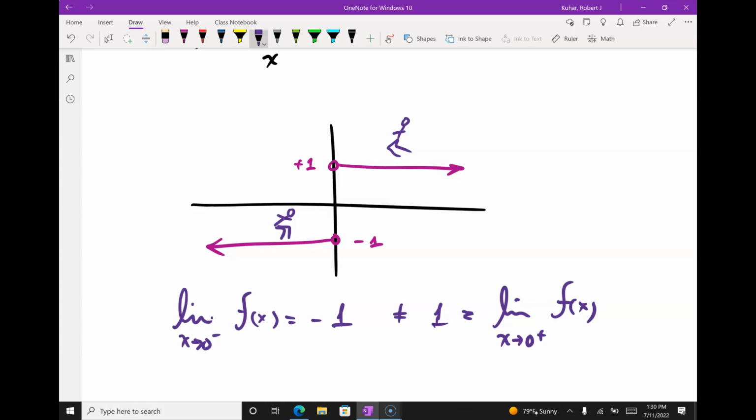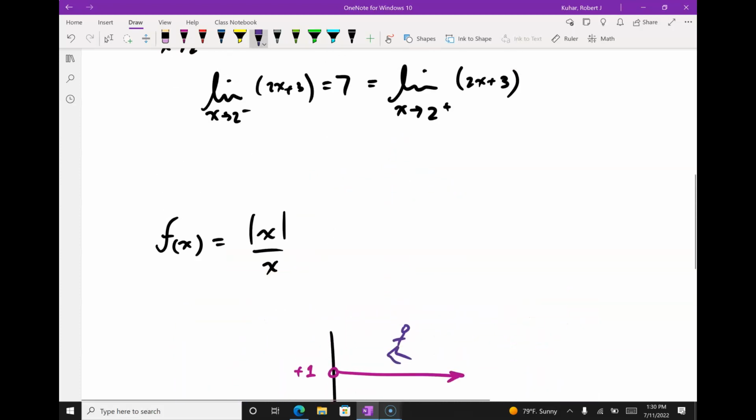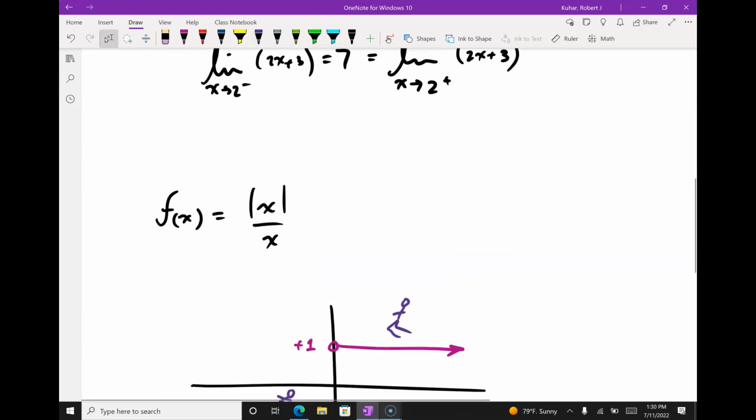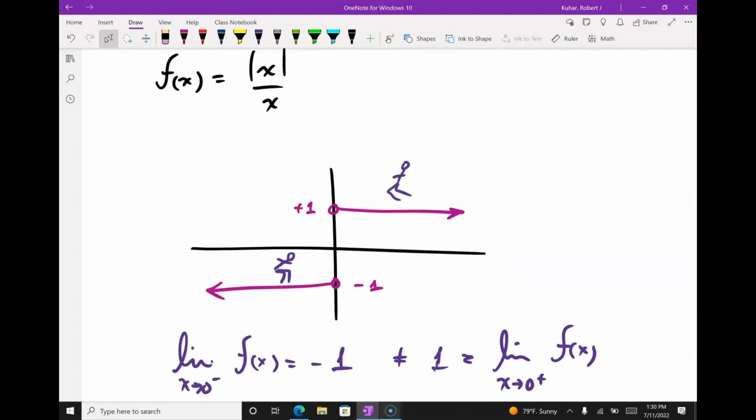Graphical limits are easy. Find the height from the left, find the height from the right. If they match up, you got it. What's the difference between my two functions here? The first one is continuous, no gaps, no holes in it, right? The second one is discontinuous. When it's discontinuous, I have more issues. When it's continuous, it's pretty easy. Graphical limits are easy.